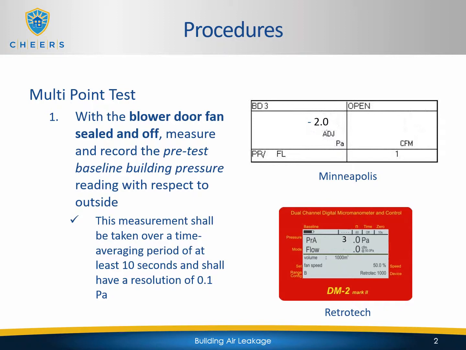With the blower door fan sealed off and off, measure and record the pre-test baseline building pressure reading with respect to outside. This measurement shall be taken over a time averaging period of at least 10 seconds and shall have a resolution of 0.1 pascals. Now, this is the same step that we used in the original single point test before the blower door even started. Same principle.